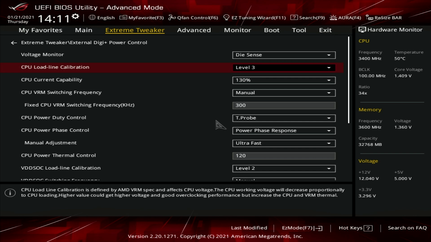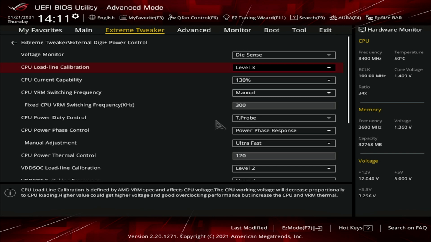Load line calibration is actually increasing that floor to maintain more voltage for your CPU. Therefore, when there is V-droop, the voltage is still adequate enough so that it can recover and quickly ramp up to the overclock setting that you have.